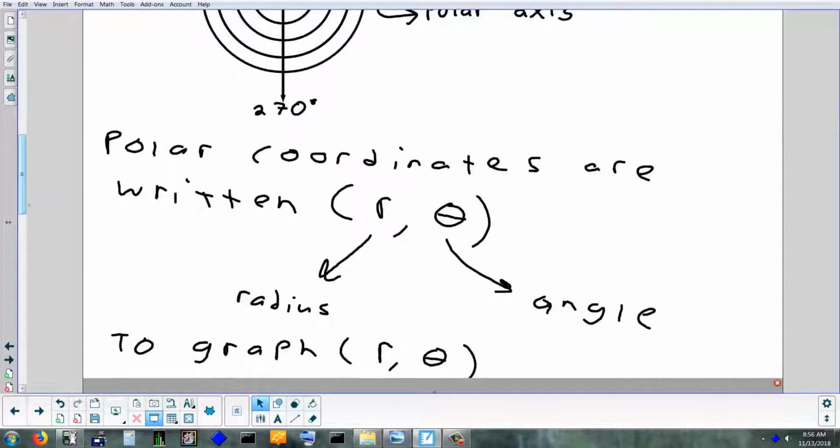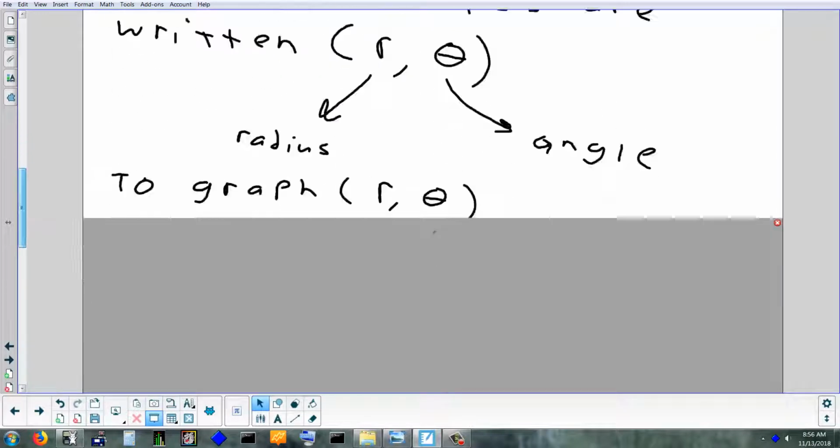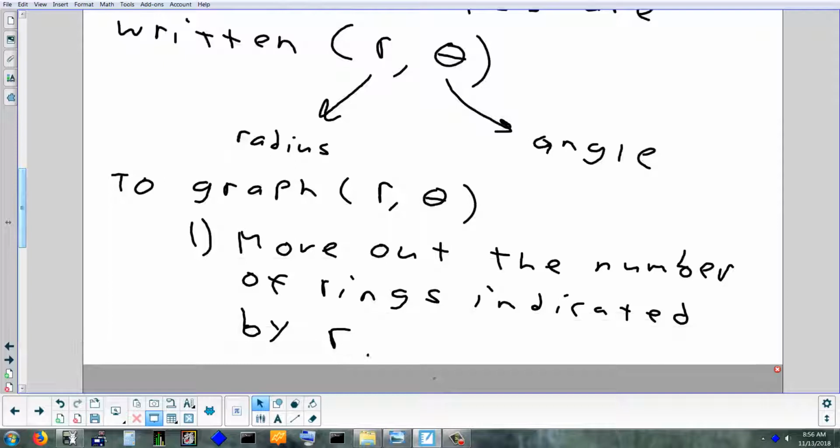All right, so again, r is the distance from the pole, and theta is a certain amount of degrees or radians that you move. So, I said r is kind of like x. You start at the pole, and you move out the number of rings indicated by r. If r is a decimal, you go in between rings. Now, if it's like x, that means which two directions could you move in? Think of what you would do for the x-axis. Left or right.